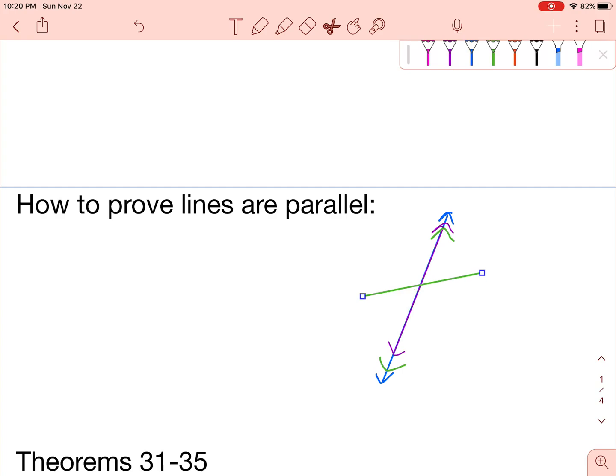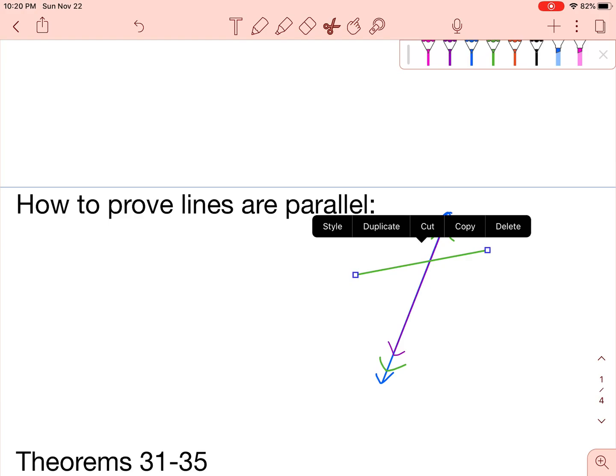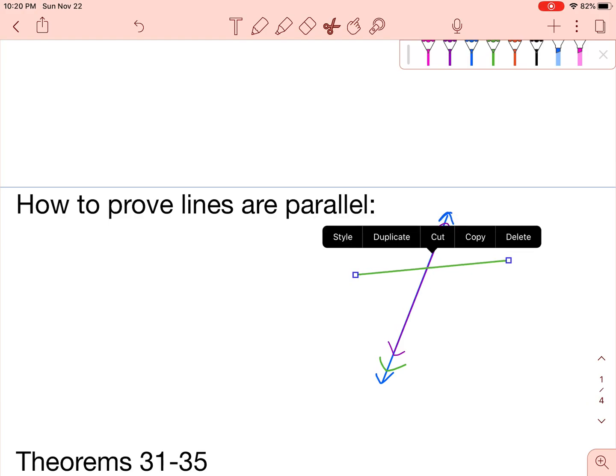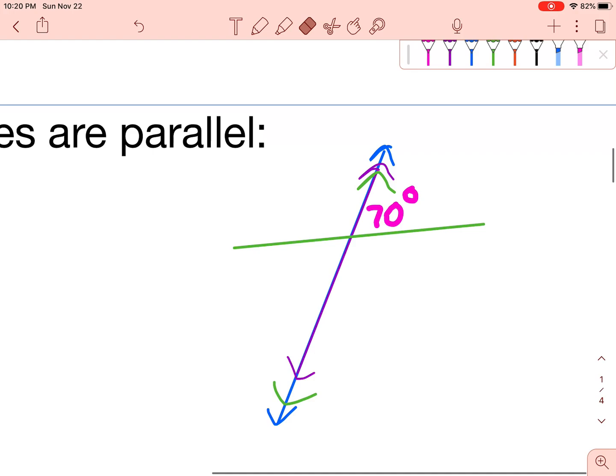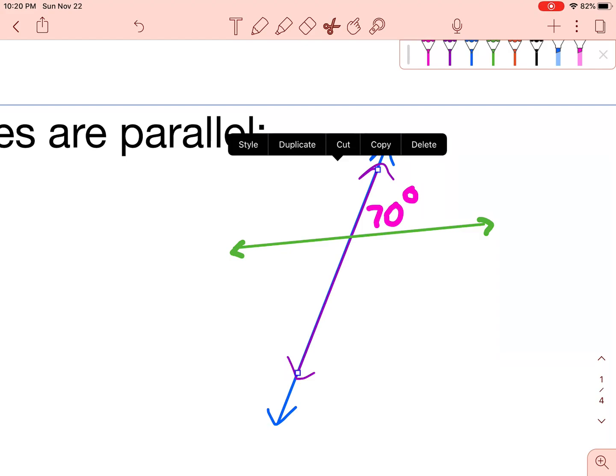When I'm opening it, I'm creating what's called an angle. That's how I'm creating my angle. Let's say I opened the green one up 70 degrees from my blue line. If I wanted my purple line to be parallel to the green line, I want you to think about this.